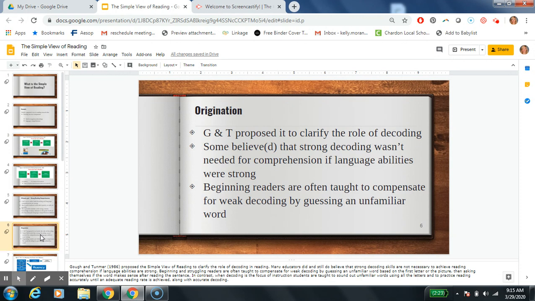Those are not strategies we should use that are aligned to the simple view of reading and the science of reading, because it does not help foster that decoding piece. In contrast, when decoding is the focus of instruction, students are taught to sound out unfamiliar words using all the letters and to practice reading accurately until an adequate reading rate is achieved, along with accurate decoding.